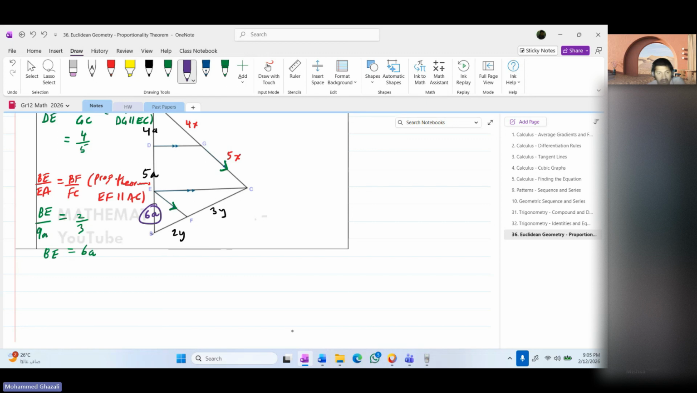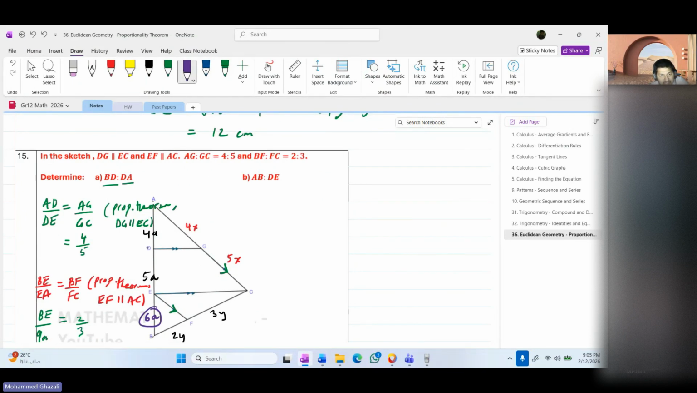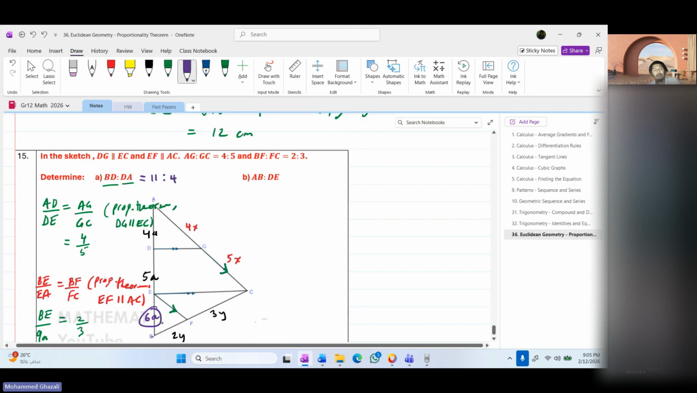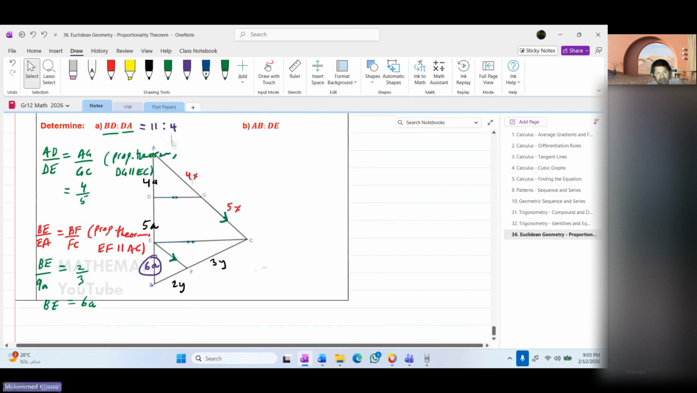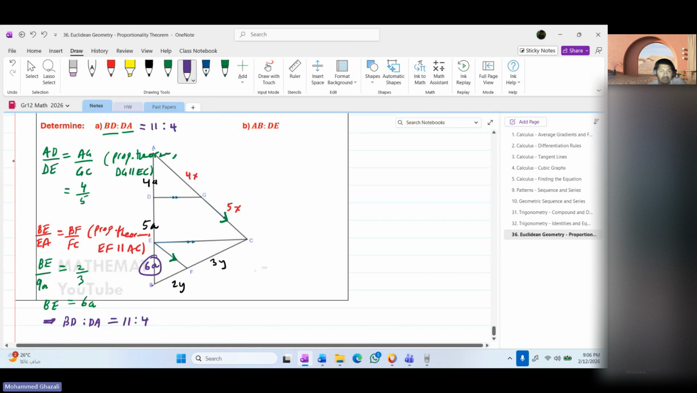Now you can find the ratio that they are looking for. The ratio that they're looking for is BD to DA. So what is BD to DA? BD is 6 plus 5, which is 11a. DA is 4a. 11 is to 4, right? You should write that at the end, okay? So BD to DA is 11 is to 4.